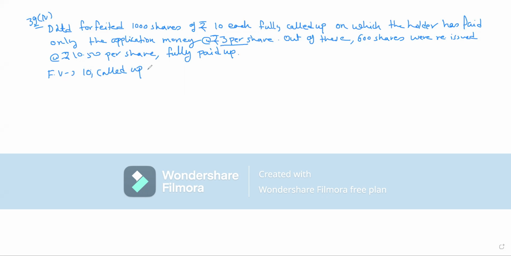That means called up is 10, and how much has been paid? Paid up is only 3. So if 10 rupees is called up and 3 is paid up, how much is the calls in arrear? 10 minus 3, which is 7. That means the shares were forfeited due to the non-payment of 7 rupees per share.